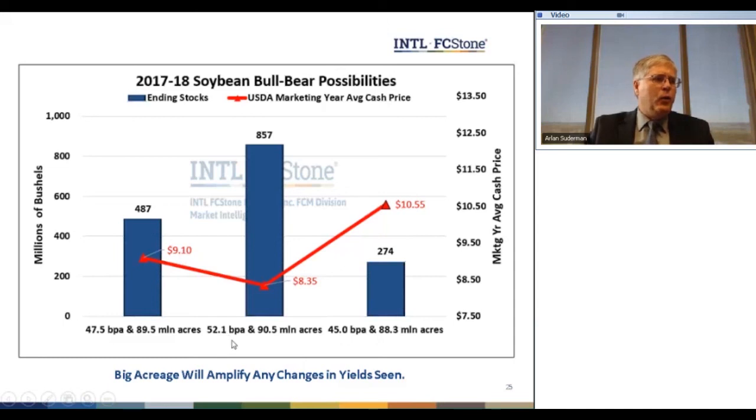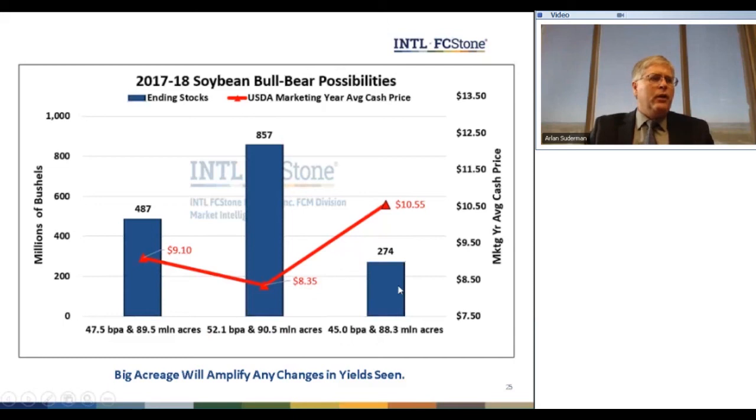If, on the other hand, we repeat last year's yield and we add another 1 million acres, which some are saying that we could do. I'm a little bit skeptical, but I wanted to include this possibility in here. Ending stocks go over 850 million bushels, marketing year average cash price at 835. We probably have a harvest low in futures below $9 in this type of scenario at some point.